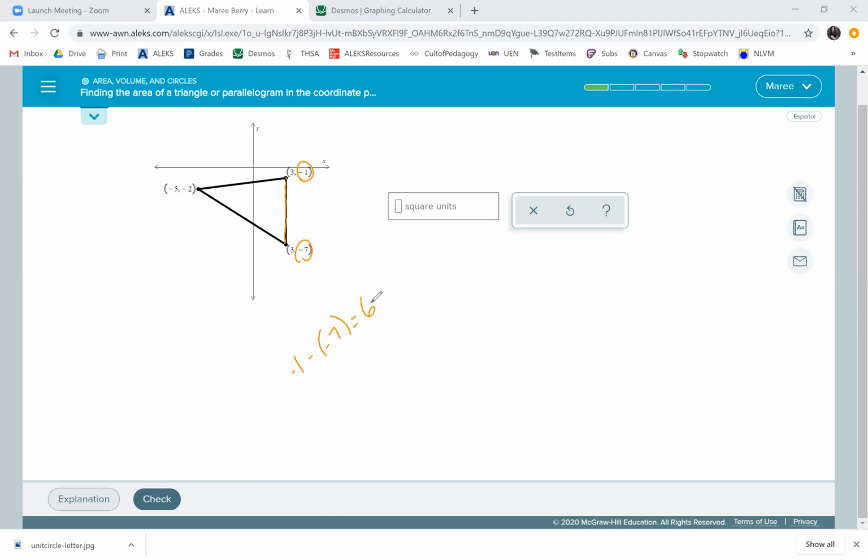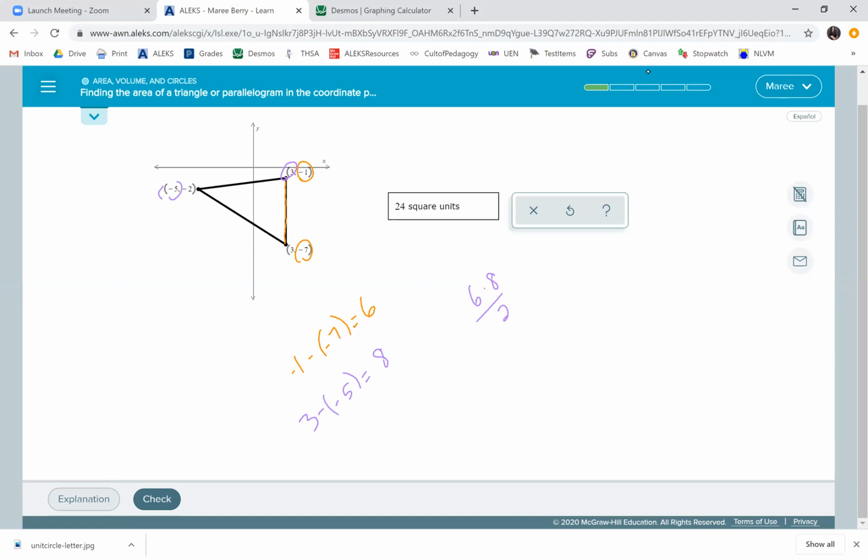And then for the height, we're going to go the distance between the x's. So -5 minus, 3 minus -5, sorry. If you were to do -5 minus 3, you get a -8, and you just do the absolute value of that because distance can't be negative. So this is a positive 8. So because it's a triangle, we want to do 6 times 8 and then divide by 2. So that is 24.